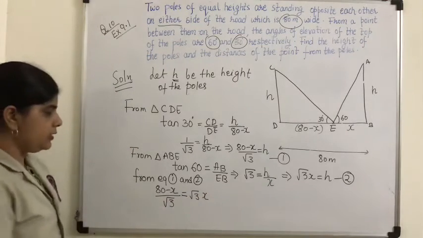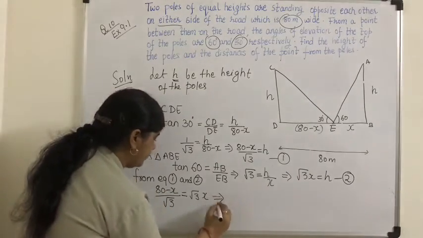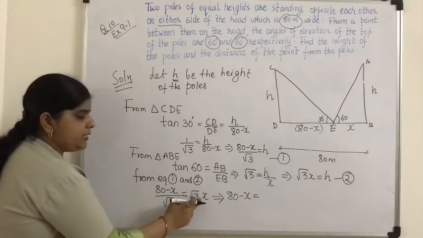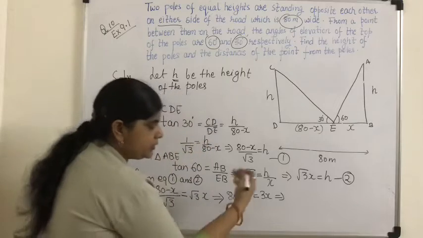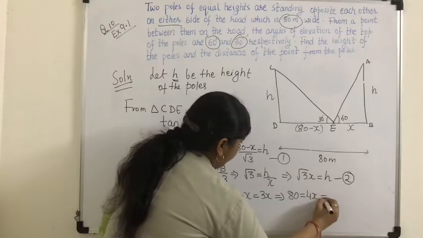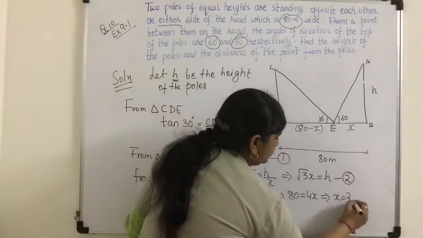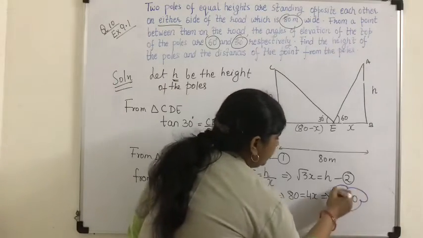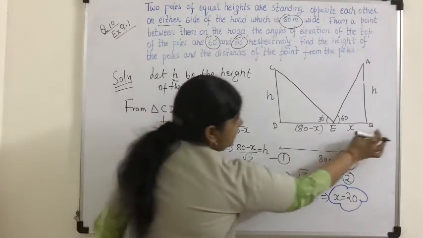Right? Now I have got an equation in x, which I can solve, right? So this will become a simple step, 80 minus x is equal to root 3 multiplied by root 3, so this will become 3x. Next step, transposing x on the other side, we get 80 is equal to 4x, which implies, all of you can do this, x is 20. So x is 20, right? That means EB is 20.